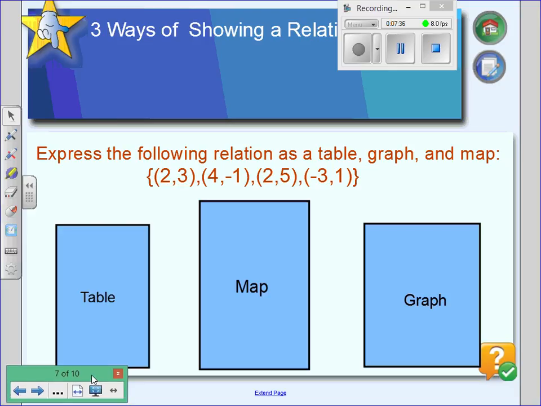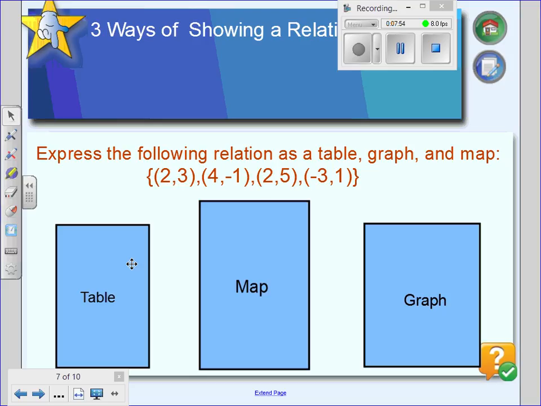All right, so let's practice now. Here you're given a relation. I want you to create your own chart or table, map, and graph using this data. So at this time, pause the video and then pick back up once you've created your table, map, and graph.